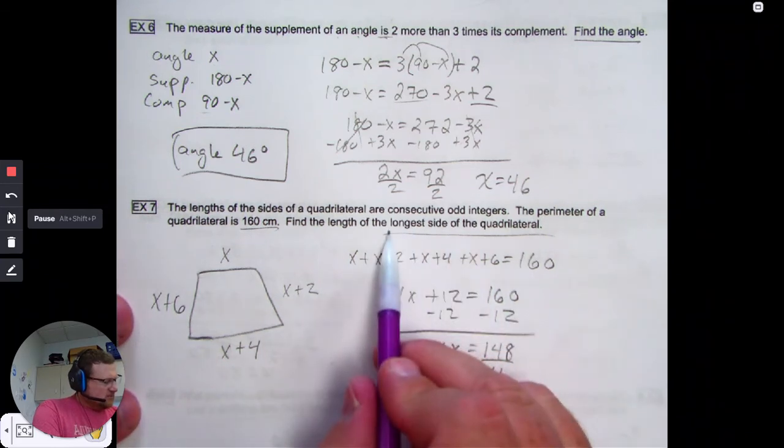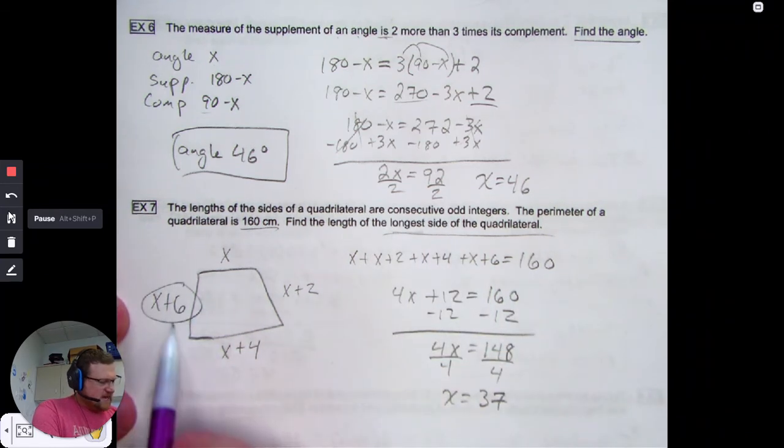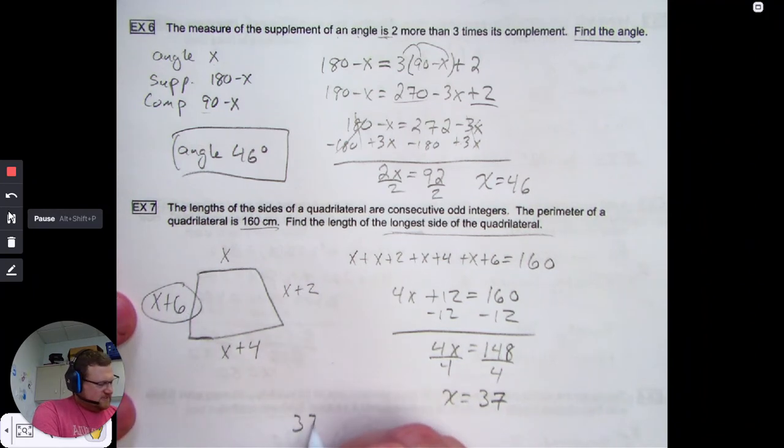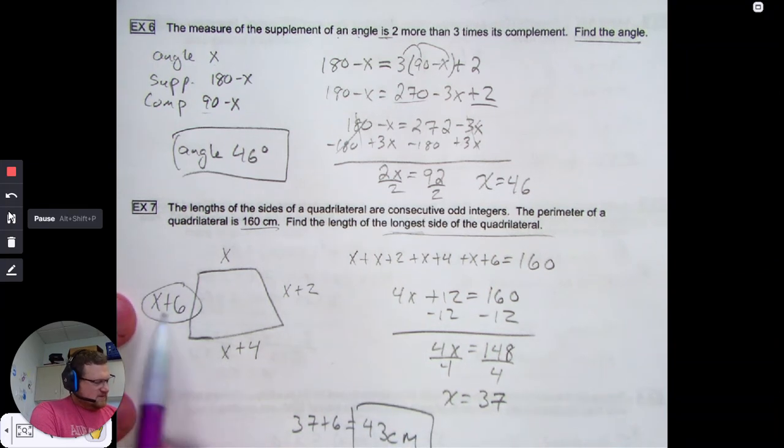But it asks for the longest side. Well, our longest side is this x plus 6 side. So if I do 37 plus 6, that'll give me my longest side. So my longest side would be 43 centimeters, because our measurement was given in centimeters.